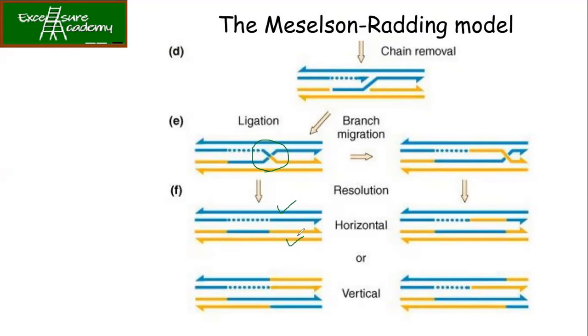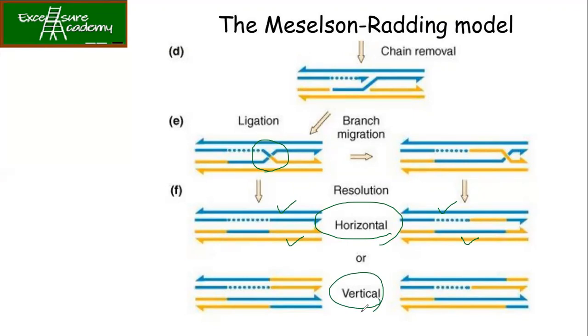Yes, ma'am. Okay. Now here also, it just depends on how the branch is getting migrated. Again, if you see, I have here again the parental strand. Iska matlab, it was horizontal cleavage. If I don't see any parental strand, it means it was vertical. Simple. So this is how you need to understand the resolution.